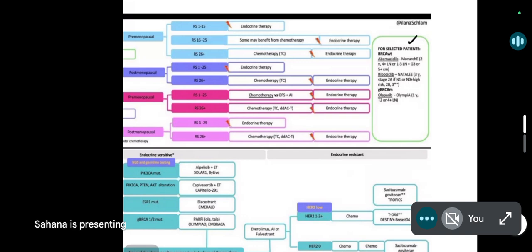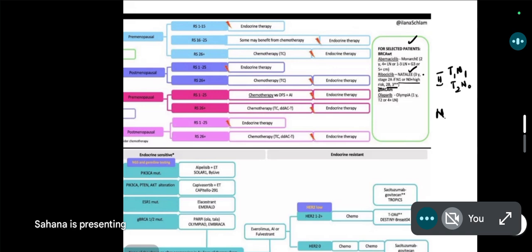Node positive, 1 to 3 node positive with grade 3 or more than 5 centimeter. Then in NATALEE, ribociclib for 3 years in stage 2A. So stage 2A will be T1 N1, or N2. Okay, T2 N0 also will come in this one. Stage 2A, if N1 with high risk, 2B with 3, I am not sure what.